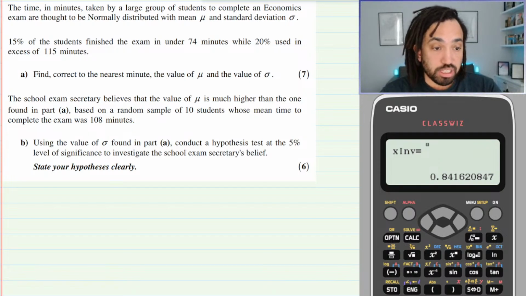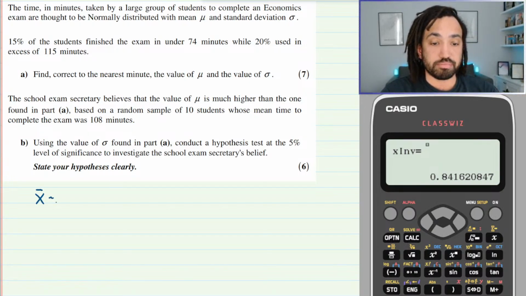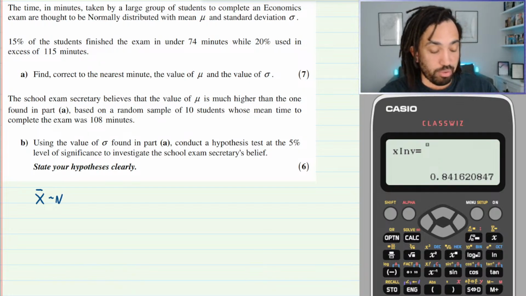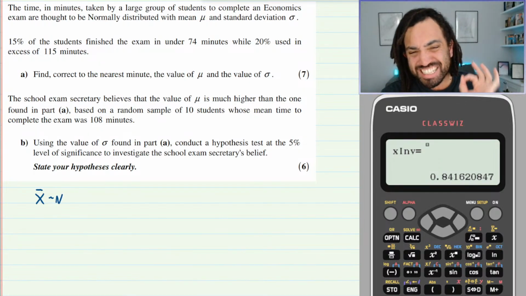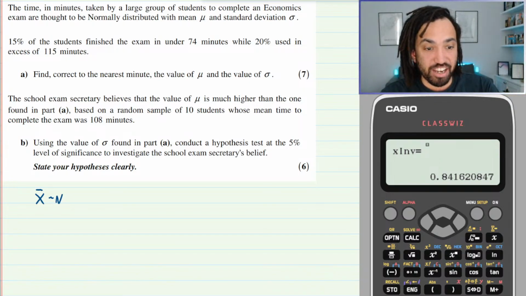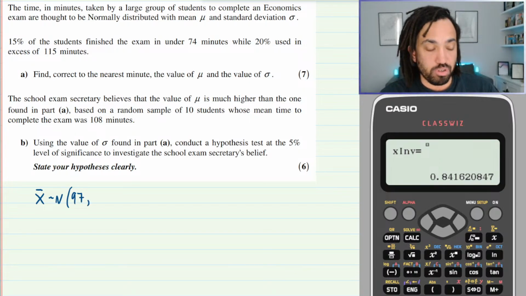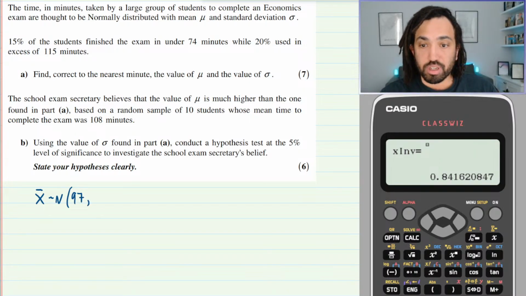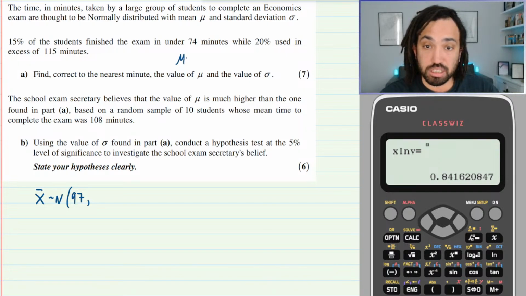X bar. Yes, Yasin, that is correct. X bar is the distribution that we have to use. And what is the sample normal distribution? Sigma squared over n for the variance. Yes, absolutely. So 97 is the mu that we're going to use, because that's the population mean that we just calculated from the last part. This was 97 and this was 22.